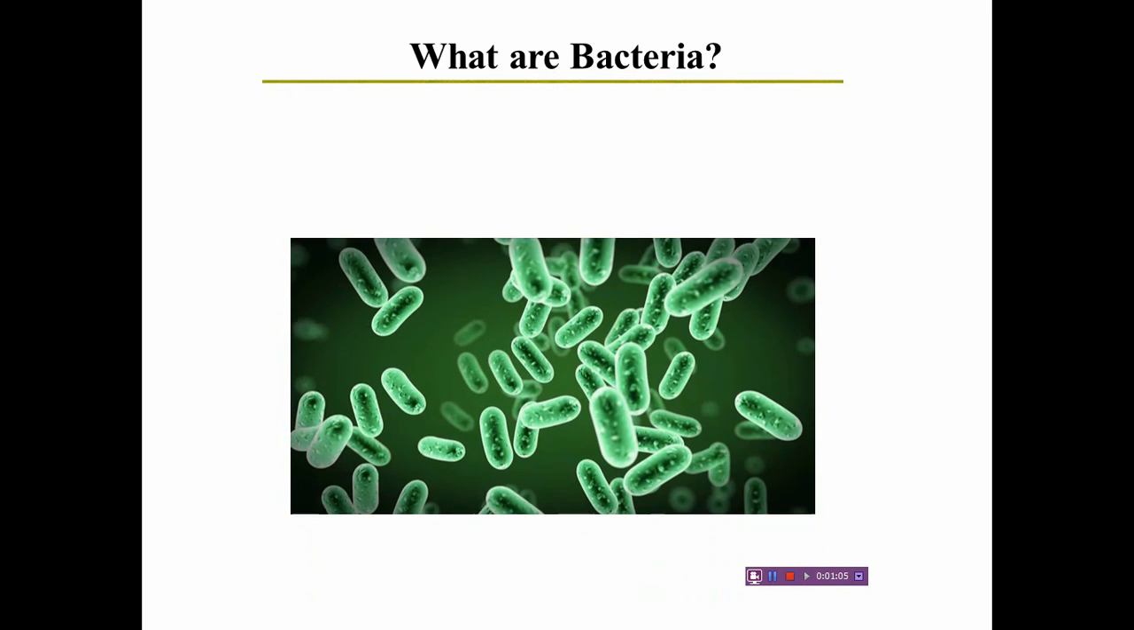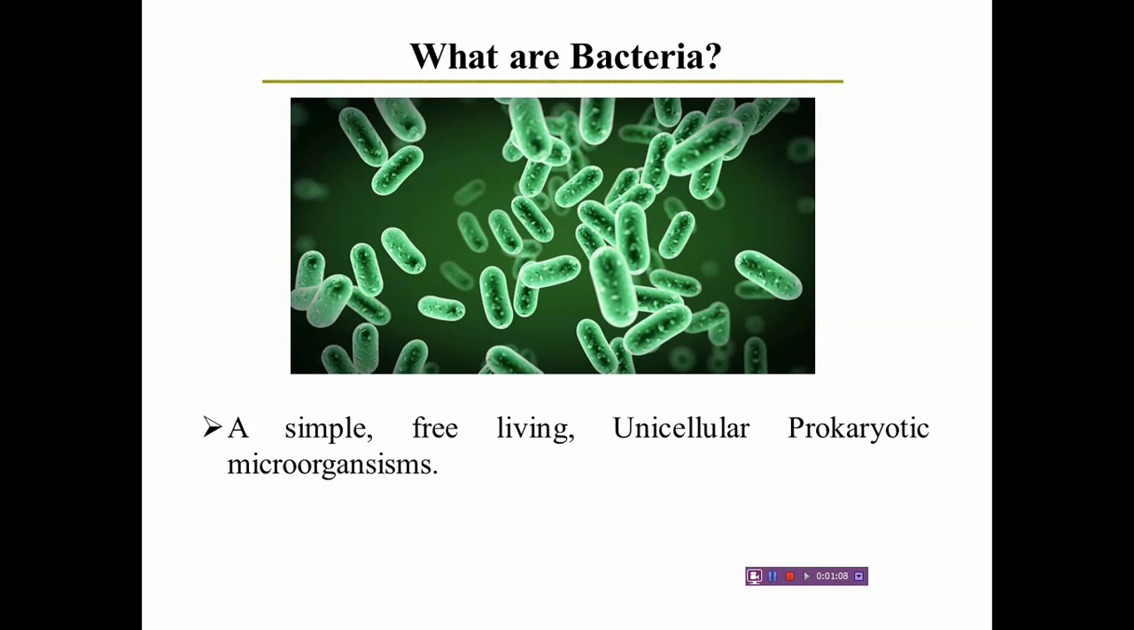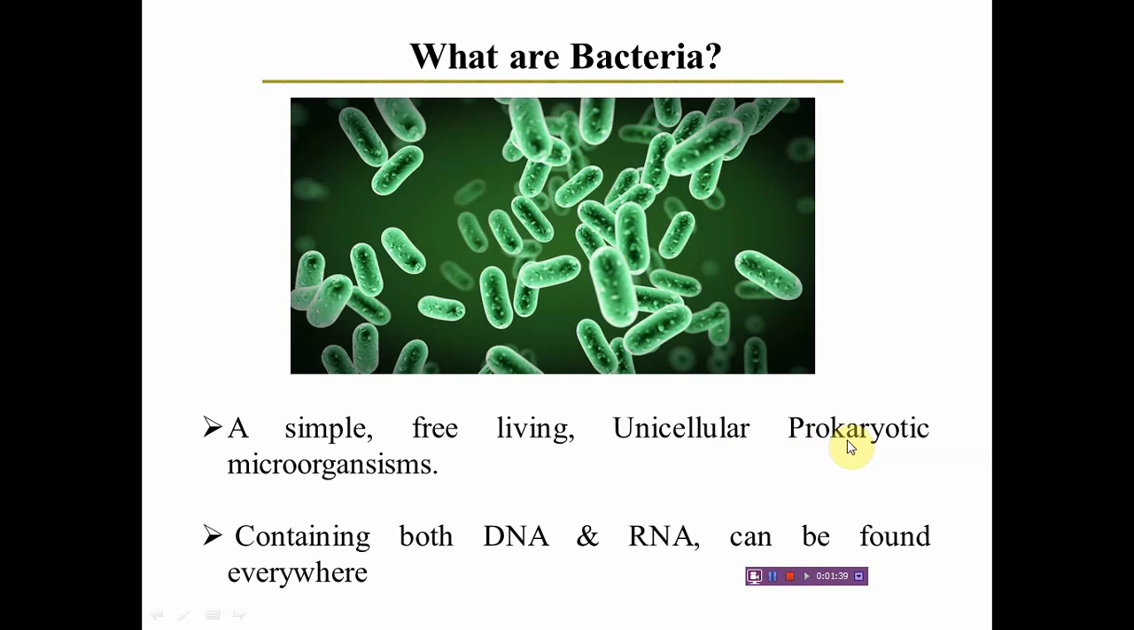What are bacteria? Bacteria are simple, free-living, unicellular prokaryotic microorganisms. They are unicellular. What does that mean? They are single-celled organisms. Each cell exists as an individual microorganism. They are prokaryotic. So what is the meaning of the word prokaryotic? The meaning of the word prokaryote is that these are the primitive cell type, ancient cell types, which lack the well-developed nucleus. And these cells contain both DNA and RNA, and they can be found everywhere.